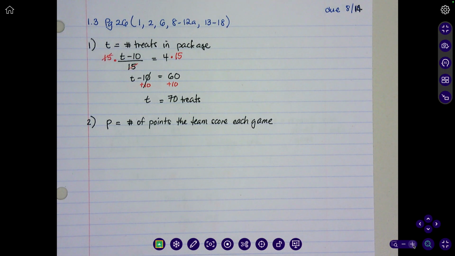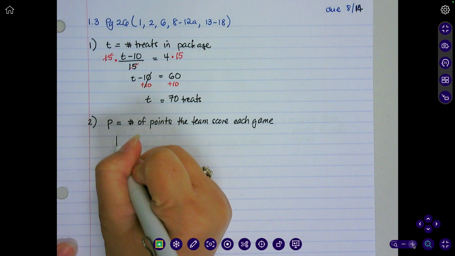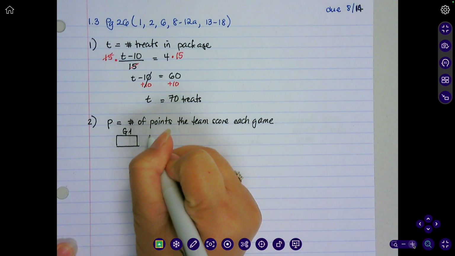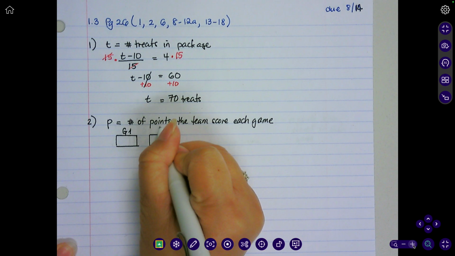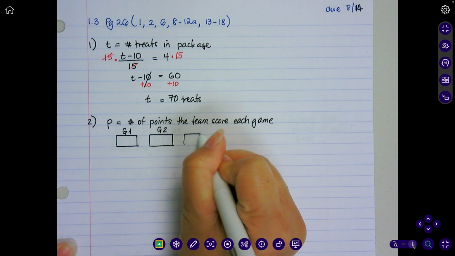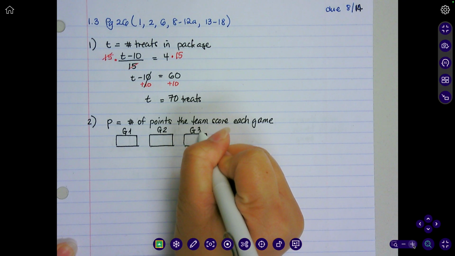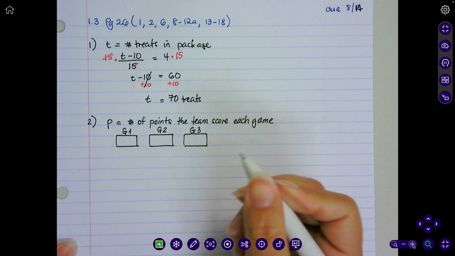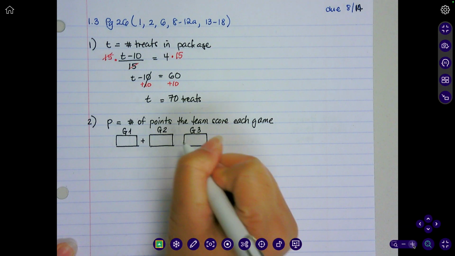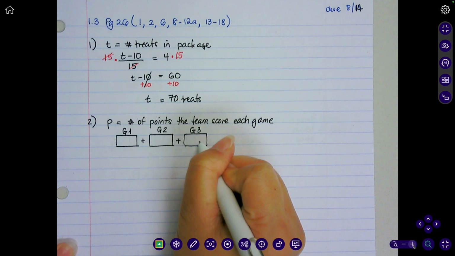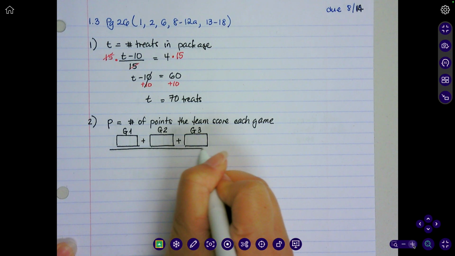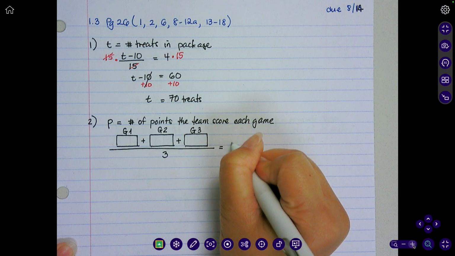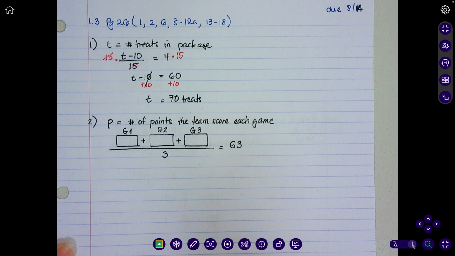So in this case, this is what we got. We have the score for game 1. I don't know what it is, so I'm going to say game 1. That's 1 score. I have another score for game 2. And then I have a score for game 3. They tell me the average of all 3 games is 63. So to do that, I'm going to add the score for game 1, the score for game 2, and game 3, and divide all of that by 3 because there are 3 games. That's going to give me the average. And they told me the answer. The average is 63.